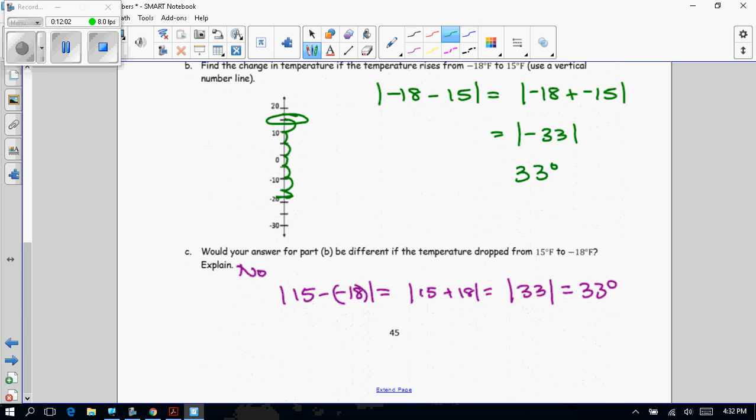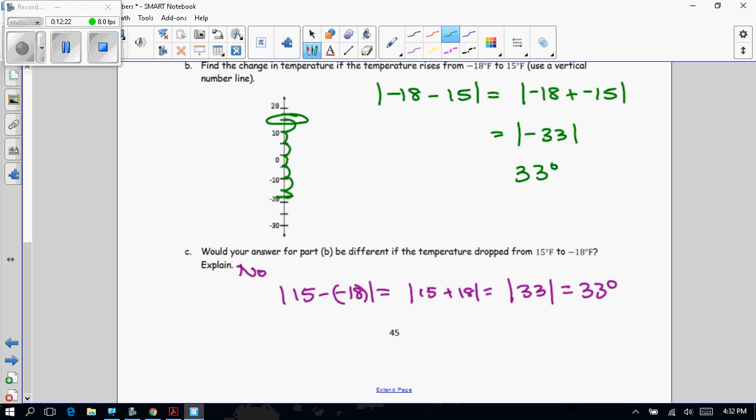For part C, would it be different? Would we get a different answer if we went from 15 degrees and the temperature dropped, right? It was 15 degrees when you went to bed, you woke up in the morning, it was negative 18. Yeah, it was still a 33-degree change. It just was getting colder. But no, the difference is still the same. We're still getting 33 degrees.